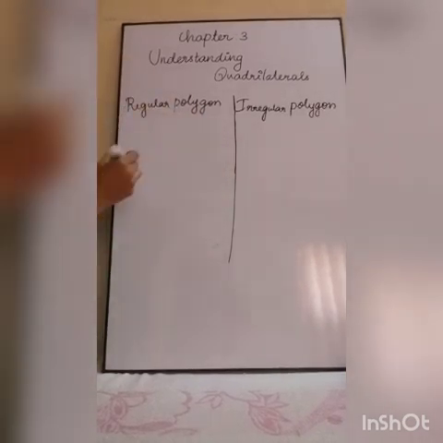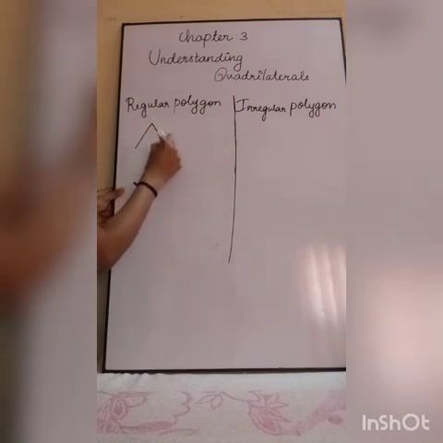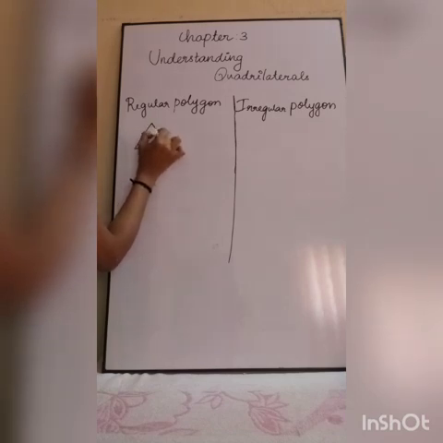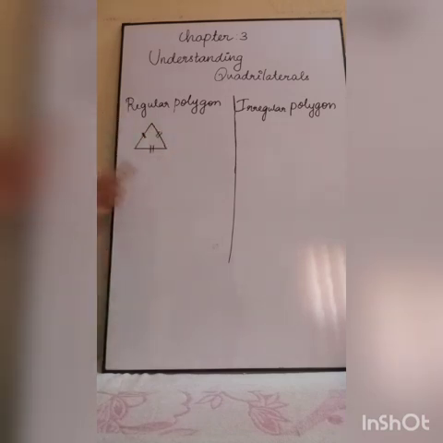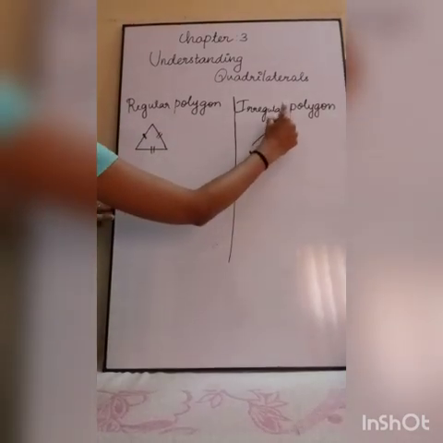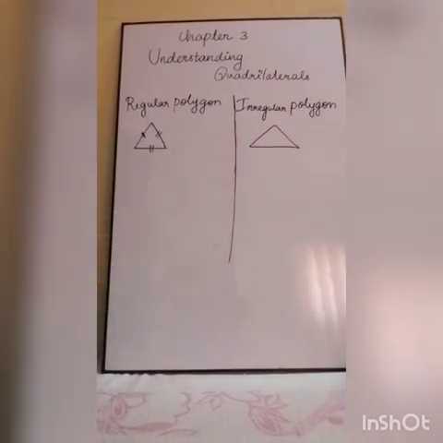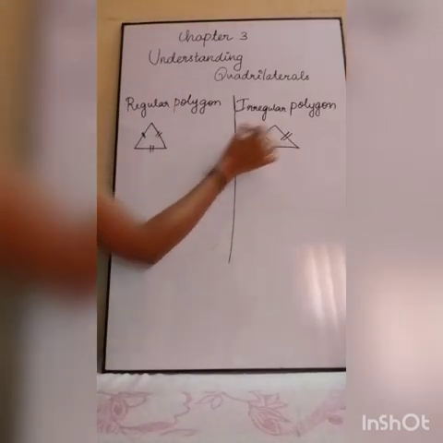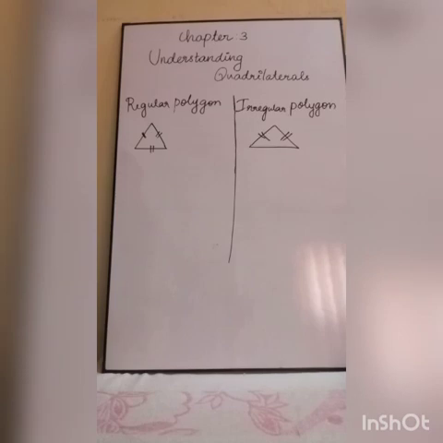So first, regular polygon, I will give you an example. The best example is the equilateral triangle. It is a polygon. Why? It is made up of line segments and it is a simple closed curve, and all three sides are equal. So it is a regular polygon. Okay. But here, the isosceles triangle is also a polygon, but it is irregular. Why? Because these two sides are equal, but this is not equal.